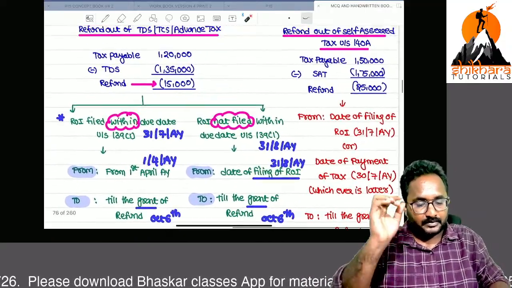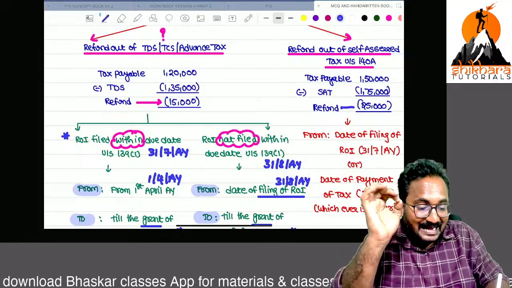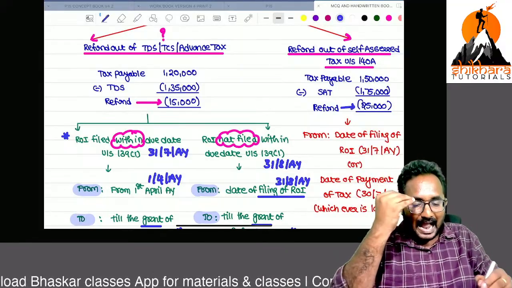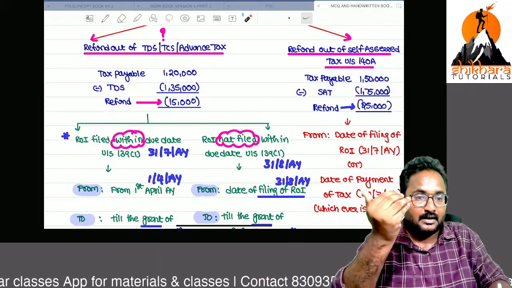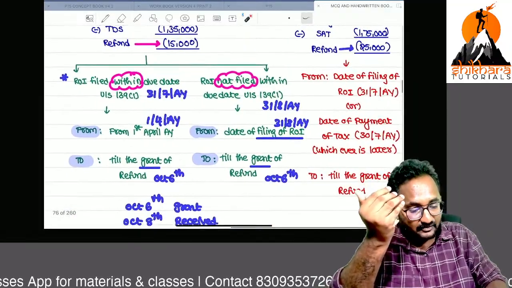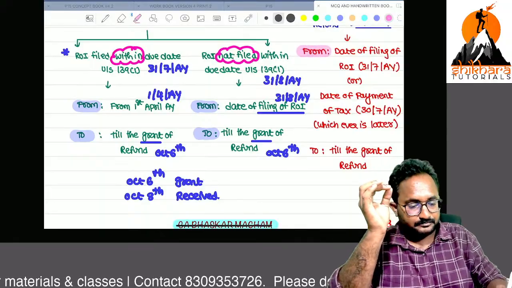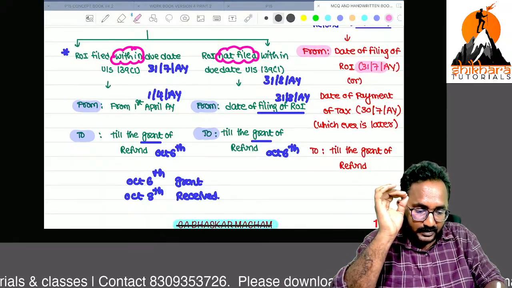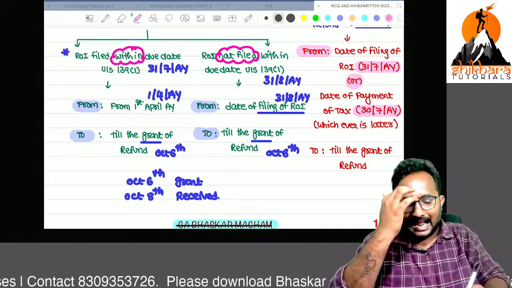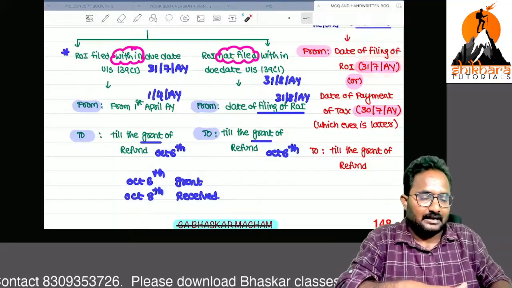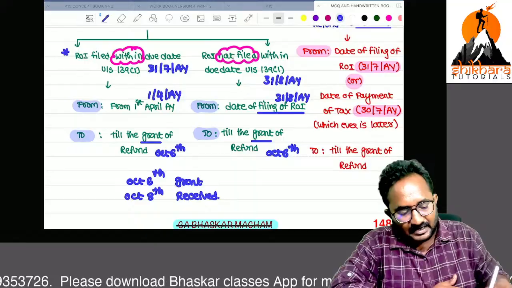Now, sir, suppose some refunds you can get out of self-assessment tax. I was required to pay 1,50,000 but by mistake I paid excess tax of 1,75,000 by way of self-assessment tax. Now you can get the refund, but the period is important here, please check. From the date of filing of return of income or the date of payment of tax. Sir, I filed the return of income exactly on the due date, but I paid the tax exactly 1 day before. Whichever is later you can take.